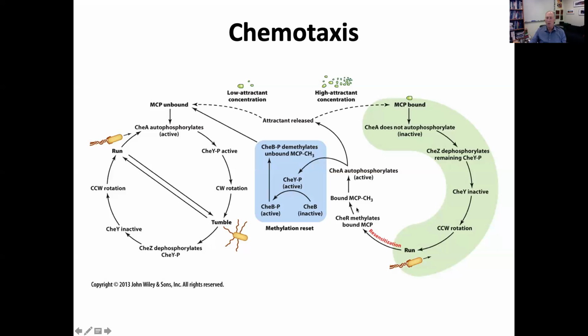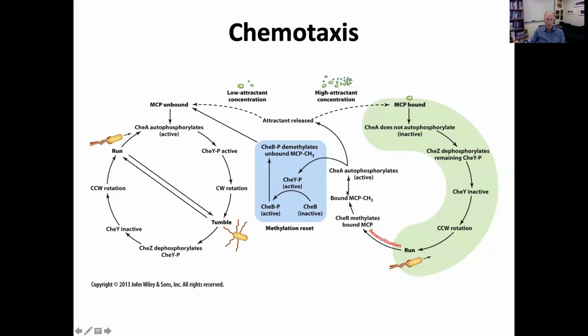There are actually multiple sites of methylation. As long as the attractant is bound, CheR will keep loading up the methyl groups to make it harder and harder for the attractant to bind. So you keep having to go to higher and higher concentrations to keep it bound. And eventually, the idea is that the cell will keep working its way towards higher and higher attractant concentrations.